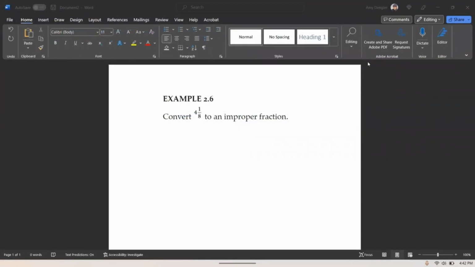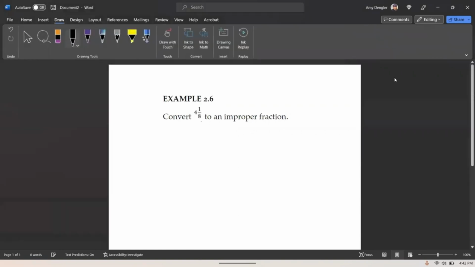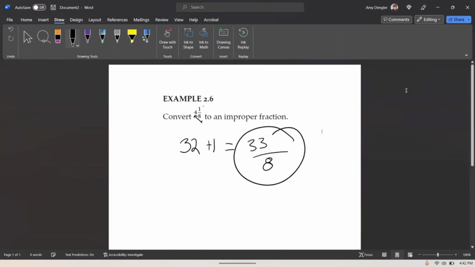Example 2.6, convert 4 1/8 to an improper fraction. So what we're going to do for this one is take the denominator and multiply that by the whole number. So 8 times 4 is 32. Then we're going to add this top number, so 33. And we keep the denominator the same. So 33/8.